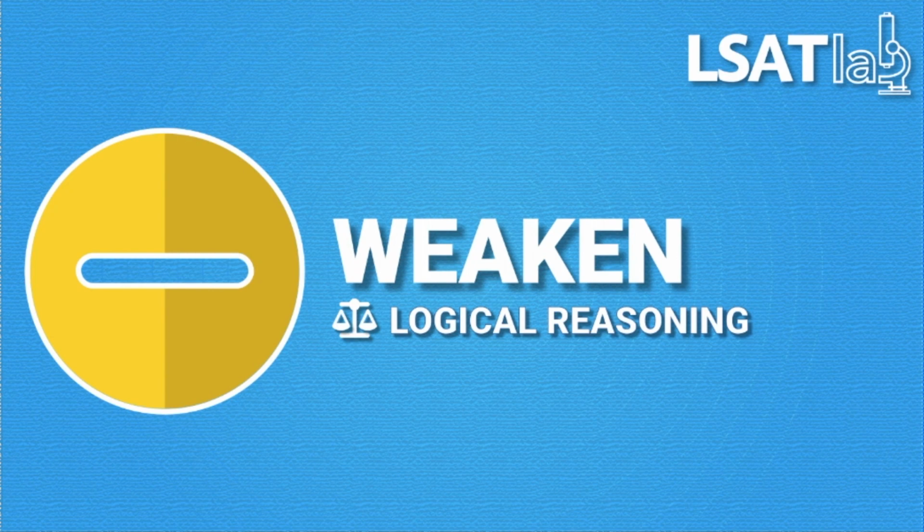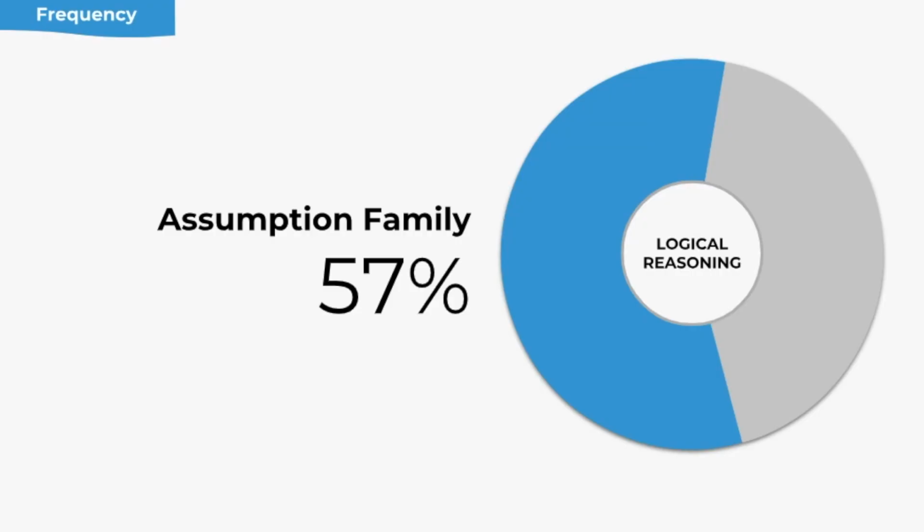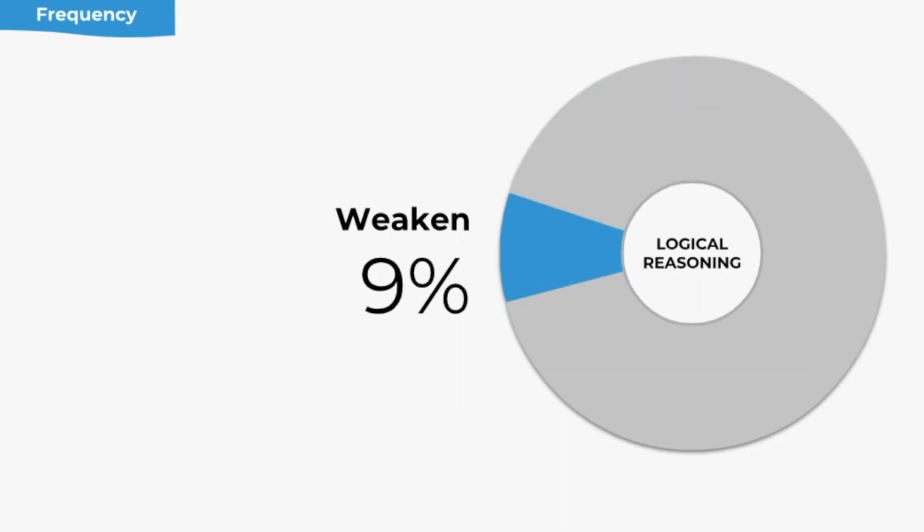Today's lesson is on weakened questions in the logical reasoning section. So the weakened question type sits within the assumption family in the logical reasoning section. The assumption family is the largest category of logical reasoning questions. 57% of all logical reasoning questions are within the assumption family. 9% of all logical reasoning questions are in the weakened question type. So it's a major question type. It's one that's going to have a big impact on your score. And it can be challenging for a lot of folks.